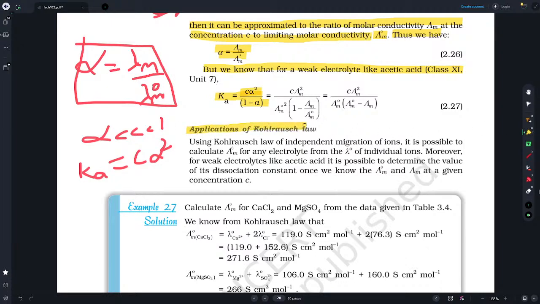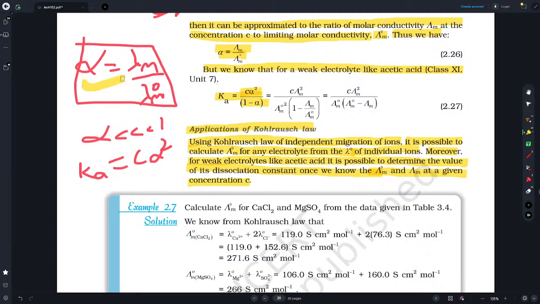Applications. The next is the application of Kohlrausch's law. Using Kohlrausch's law of independent migration of ions, it is possible to calculate limiting molar conductivity for any electrolyte from lambda naught of individual ions. Moreover, for weak electrolytes like acetic acid, it is possible to determine the value of its dissociation constant once we know the limiting molar conductivity and molar conductivity at a given concentration C.